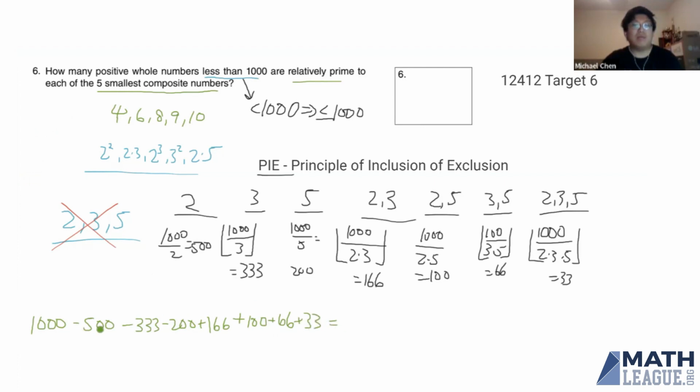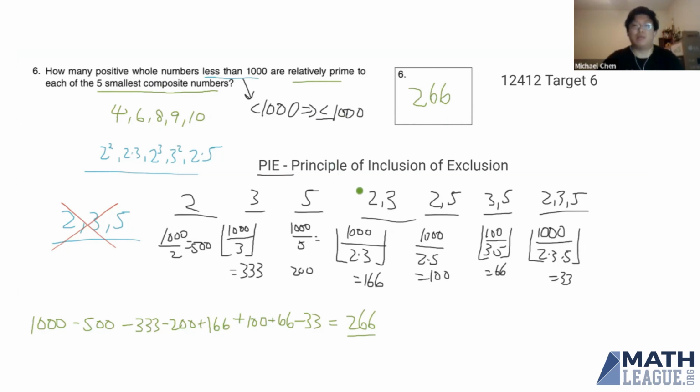And if we do that, we get, what is that? I believe you get a total of 266. Let's check the math there. That should be a minus. Sorry, I wrote that incorrectly. And you should get an answer of 266, I think. Let's check that. Negative 33. Yep, so 266. So we get 266 total numbers less than 1,000 that are relatively prime to each of the 5 smallest composite numbers.